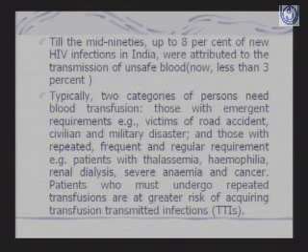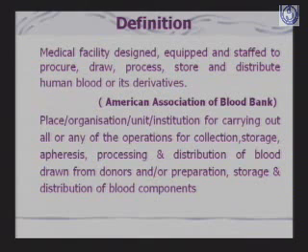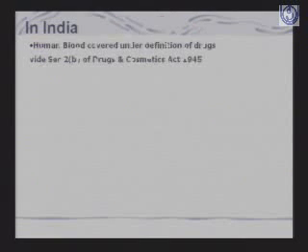Typically there are two categories of persons who require blood transfusion: those with emergent requirements, that is victims of road accidents and other disasters, or those with repeated, frequent, regular requirements, like patients with thalassemia, hemophilia, renal dialysis, severe anemia, cancers, etc. As per the definition, a transfusion service is a medical facility designed, equipped and staffed to procure, draw, process, store and distribute human blood or its derivatives.